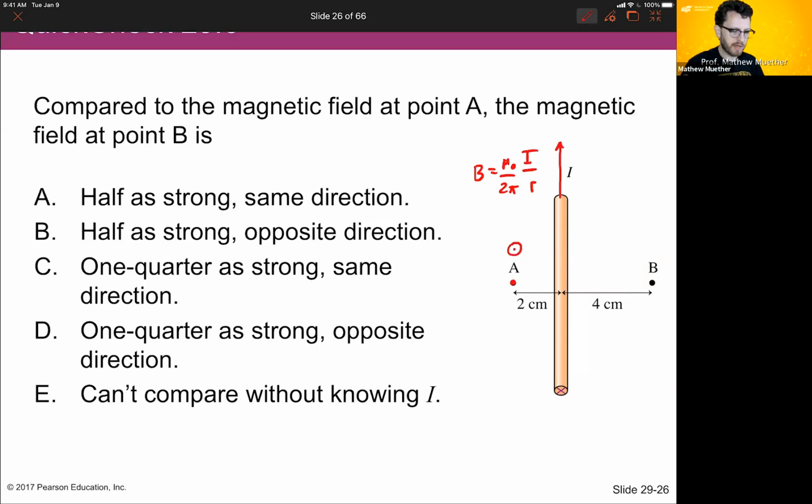And if I use that same thing, my fingers are pointing up over at B, for that magnetic field to be circulating around the current, the field has to point into the board here, into the page. So the fields point in opposite directions at A and B. Okay, so I can eliminate these answers that say same direction.